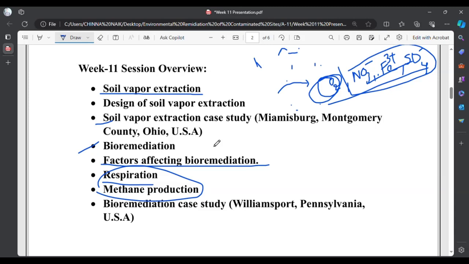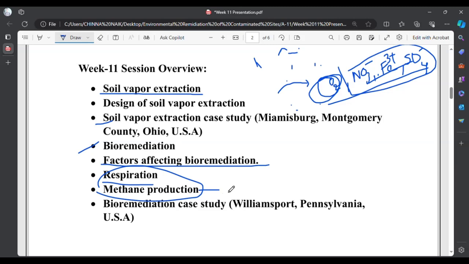Generally, why do we consider methane in the remediation part? Because it helps in dechlorination. Whatever chlorinated compounds are there in the contaminated site, we consider those the major contaminants. With the help of methane, the dechlorination process occurs. So that's why methane production is important in bioremediation. Most generally we produce methane with the help of two processes: one is fermentation and the second is respiration.